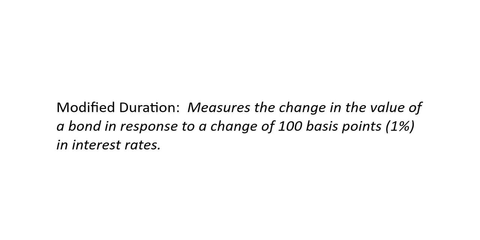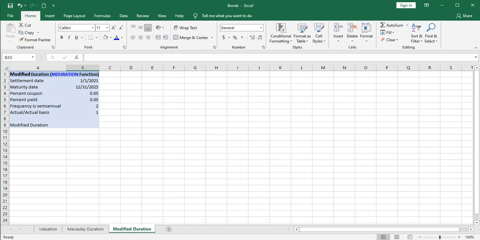You have to calculate Macaulay duration before you can get to modified duration, but Excel does it all for us with the MDURATION function. Modified duration is a measure of the change in the value of a bond in response to a change of 100 basis points in interest rates. Modified duration measures the sensitivity of our bond's value in response to a change in interest rates. As covered earlier, as we get close to the maturity, the bond's value becomes less and less sensitive to changes in interest rates. We're back to that same 5-year bond we've been using as an example.